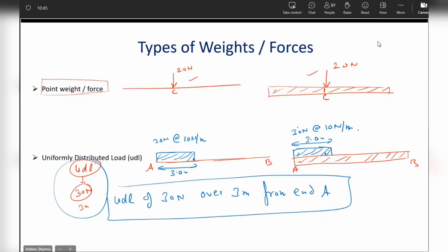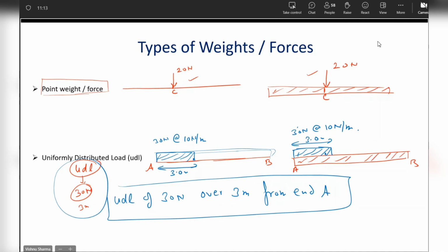Okay, beta. But if we didn't have 3 meters, and it was distributed all over, then how? Then you'll draw over the full length. If he says full length, you'll draw the full thing over the full length, beta. You'll stretch this thing here, okay. Any more questions, guys, on how to represent weights and forces in the diagram? Okay.